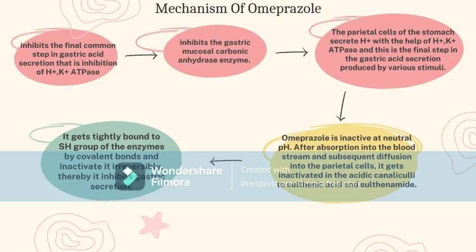It gets tightly bound to the SH group of the enzyme by covalent bonds and is inactivated irreversibly, thereby it inhibits gastric secretion. Omeprazole is inactive at neutral pH. After absorption into the bloodstream and subsequent diffusion into the parietal cells, it gets converted in the acidic canaliculi to sulfenic acid and sulfenamide.